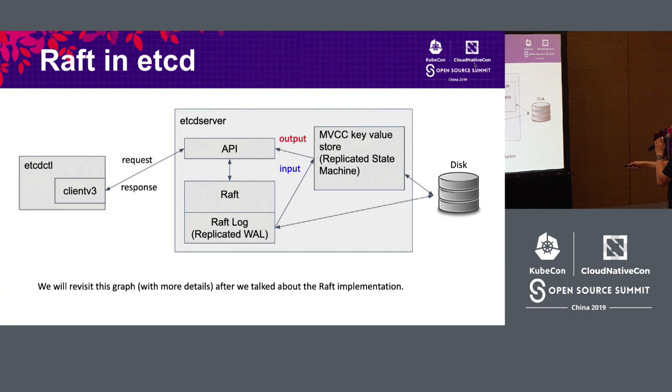Now, when a client sends a request to the server, the request is routed to the Raft consensus module. For this example, let's say this server is a follower. It's not a leader, right?